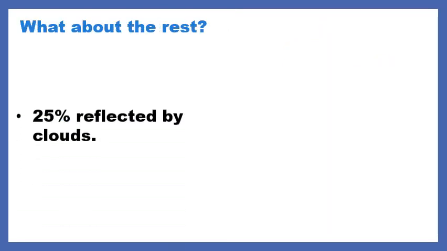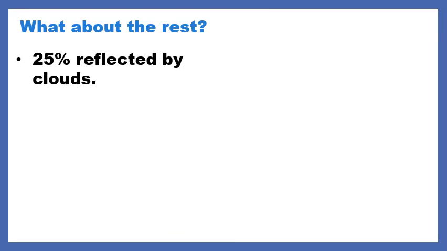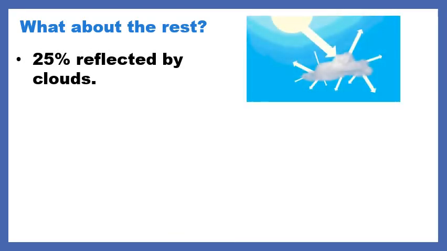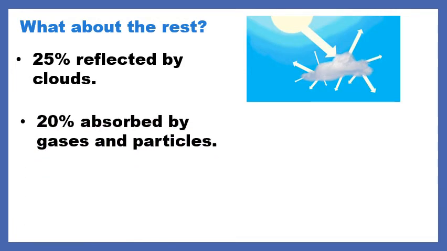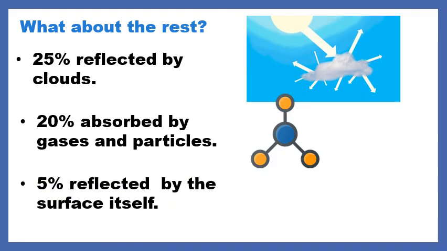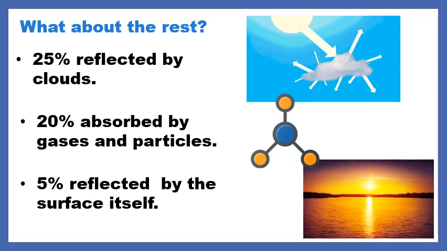Okay, so what about the rest? Well, 25% is reflected by clouds. We already knew that some visible light is actually shot back by clouds. 20% is absorbed by gases and particles in our atmosphere. And 5% is reflected by the surface.